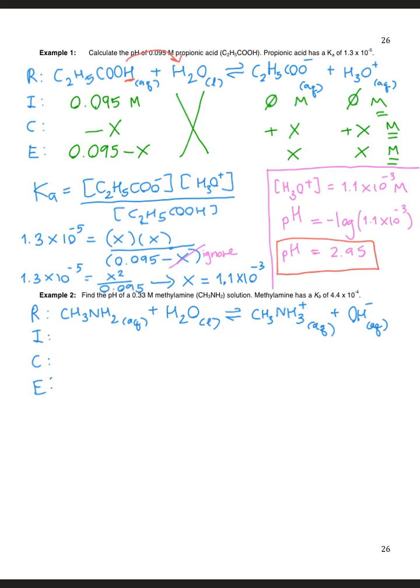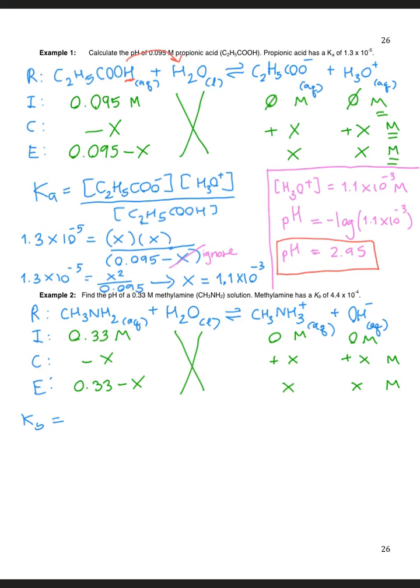Next, let's fill out the initial concentrations. The initial concentration of the weak base is 0.33 molar. We can ignore water, and the concentrations of the products would be 0 and 0 molar. The change of the reactant would be negative x, and the change of the products would be positive x. The equilibrium concentration would be whatever is left from the initial and change. Next, set up Kb. Kb for this reaction is the concentration of the conjugate acid multiplied by the concentration of hydroxide ions, divided by the concentration of the weak base. Then fill in the Kb expression with the Kb value and the concentrations at equilibrium.